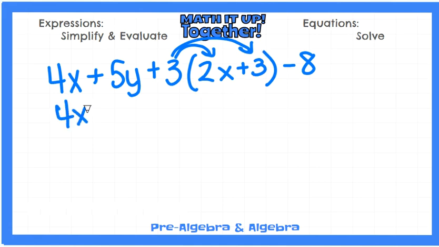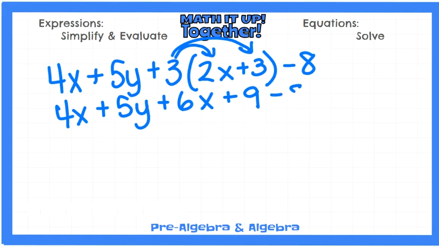So I'm going to bring down these terms. I'm not handling those yet. I have a positive 3 times a positive 2x. That's a positive 6x. A positive 3 times a positive 3 is a positive 9. And then I have this minus 8 at the end here. And now I'm ready to move on. So I'm going to find any x's I have at this point so I can combine them. I have a positive 4x. I have a positive 6x. And that's it. So that's 10 positive x's.